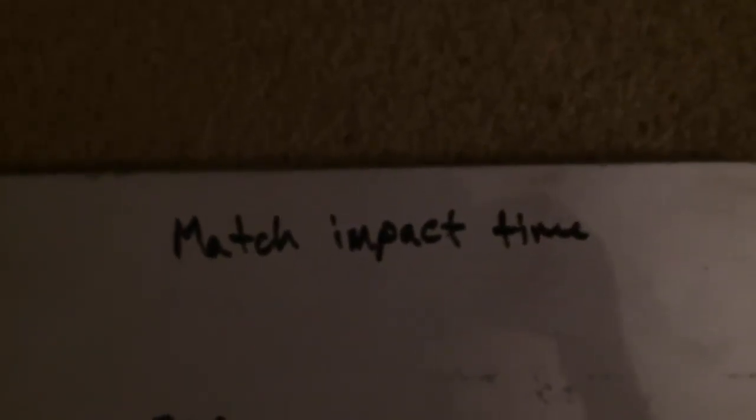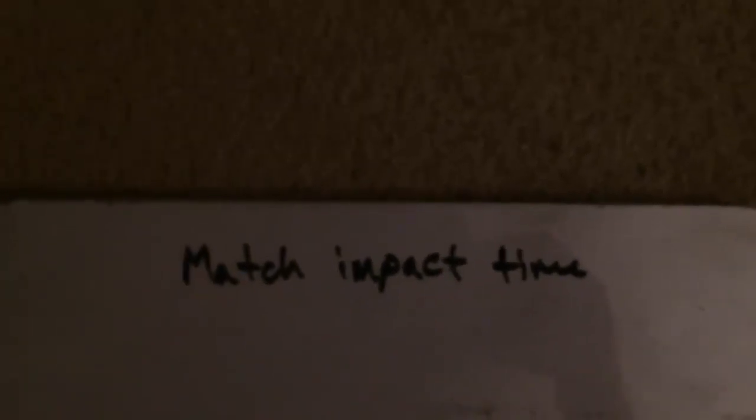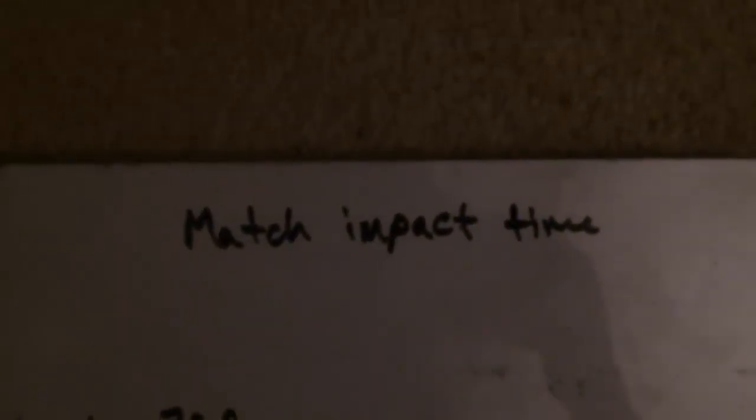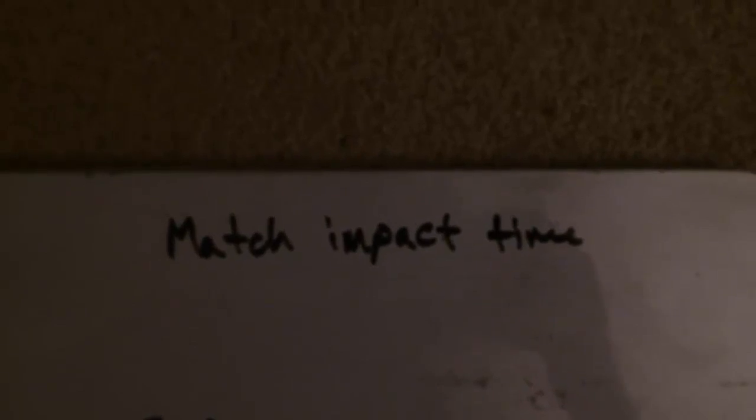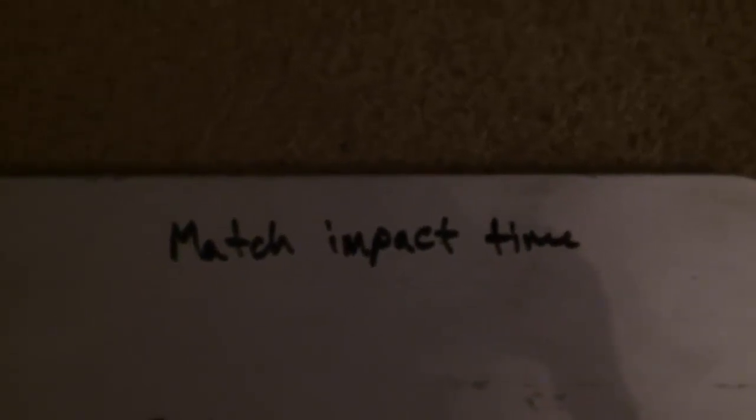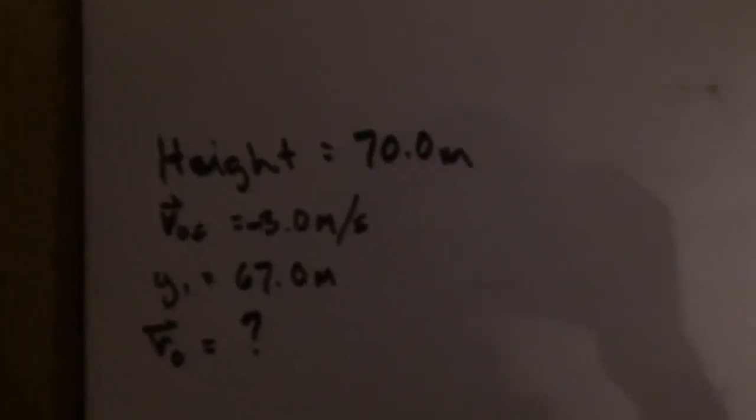Okay, so we have a physics problem in which we are asked to match impact times. One object is given an initial velocity, and you will give a second object an initial velocity such that both objects will hit the ground at the same time. So imagine you're at the top of a building 70 meters high.